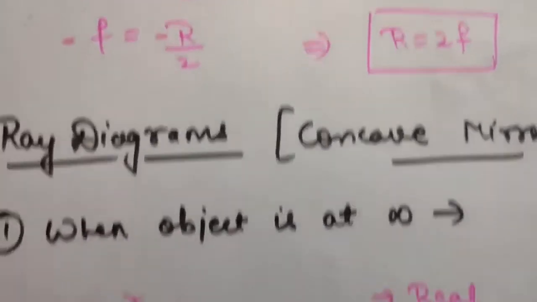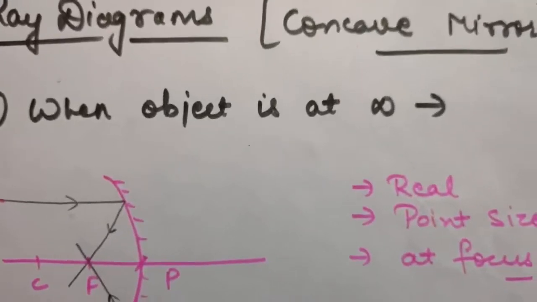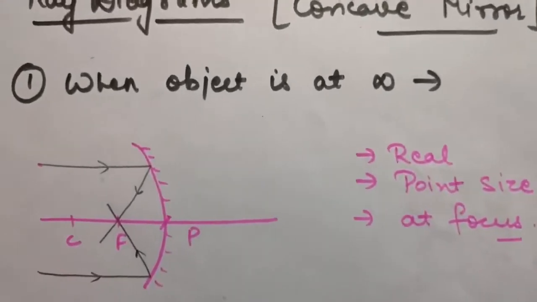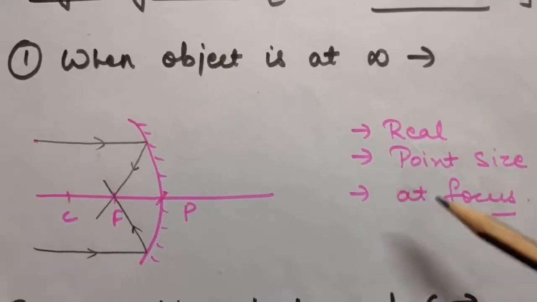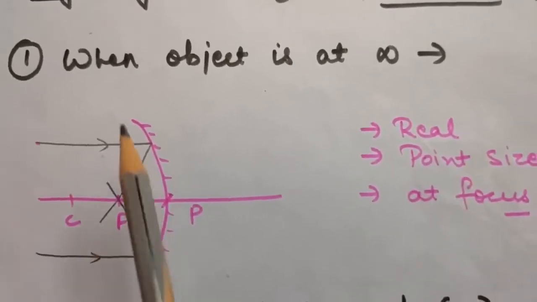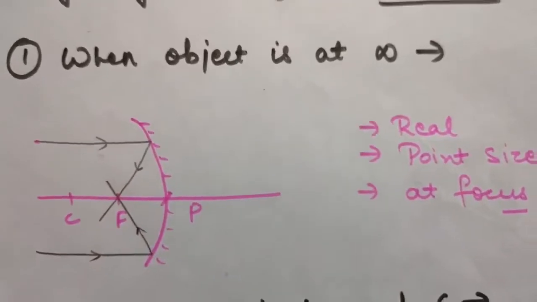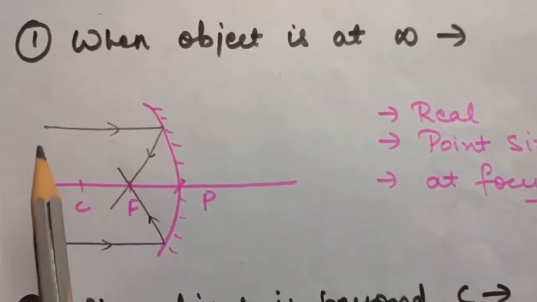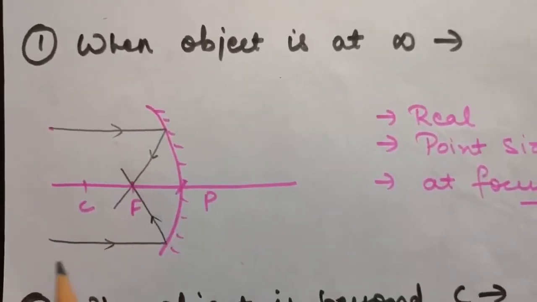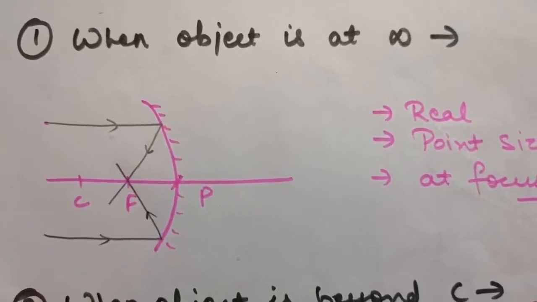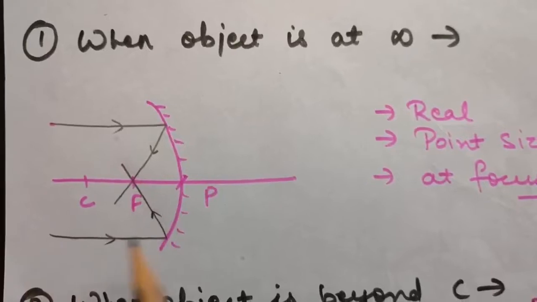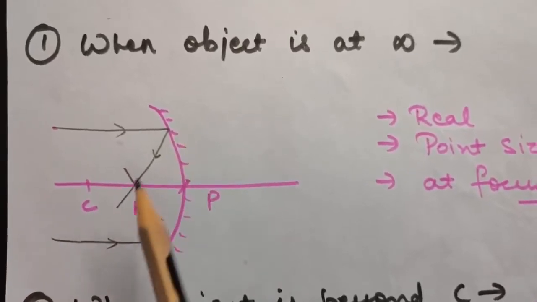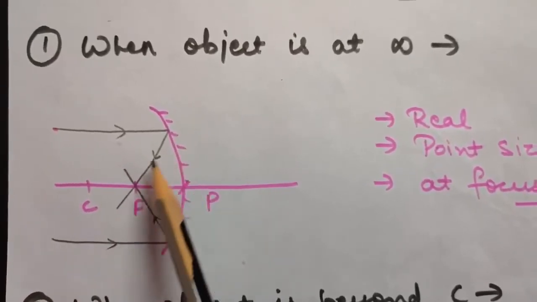Okay. Now we will discuss the ray diagrams for concave mirrors. Okay. So one by one we will be taking different cases and we will be writing the properties of images formed. So the first is when the object is at infinity. So see, if the object is at infinity, that means rays would be coming parallel to the principal axis because object is somewhere at infinity. So as you know, parallel rays always pass through the focus. So therefore they will pass through the focus.